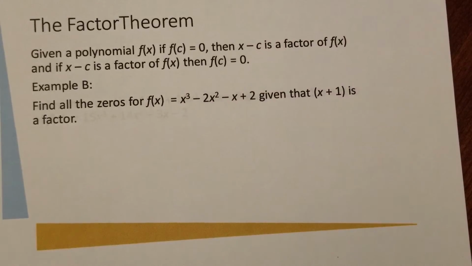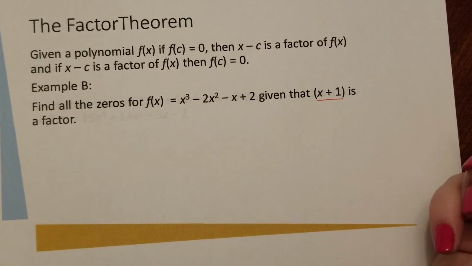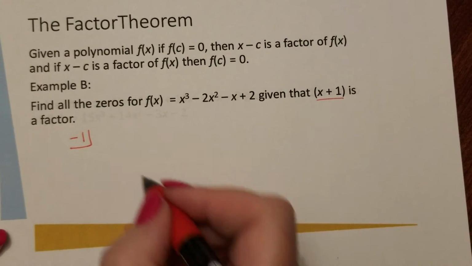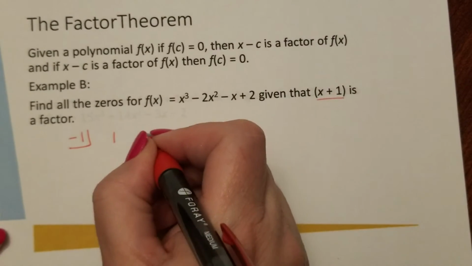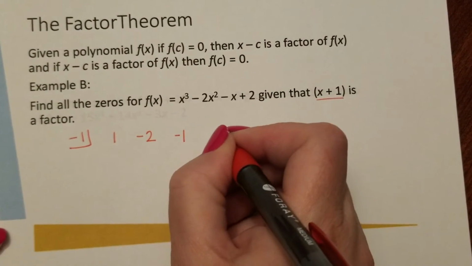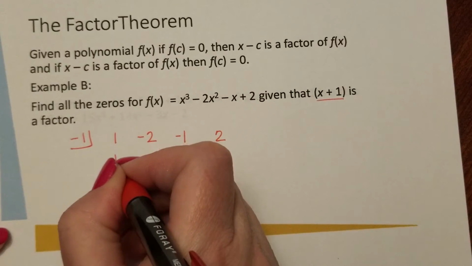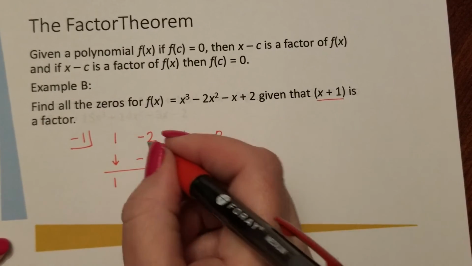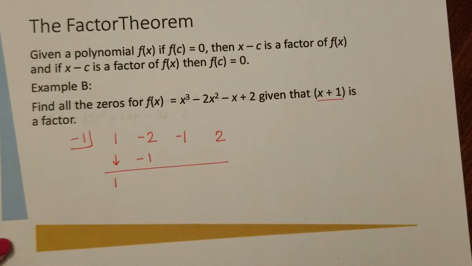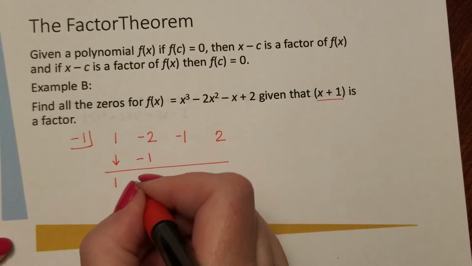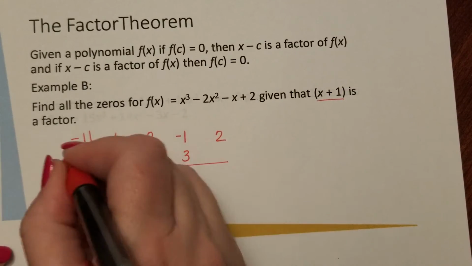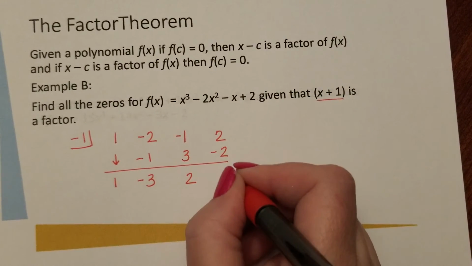Let's try the next one. This time they told us that x plus 1 is a factor. That means I'm going to take negative 1, put it in the box. For my synthetic division, our coefficients are 1, negative 2, negative 1, and 2. I'll drop the 1. 1 times negative 1 is negative 1. When you add that, you get negative 3. Multiply by negative 1, you get 3. This gives you 2, and that gives you negative 2, so I have 0 for a remainder.